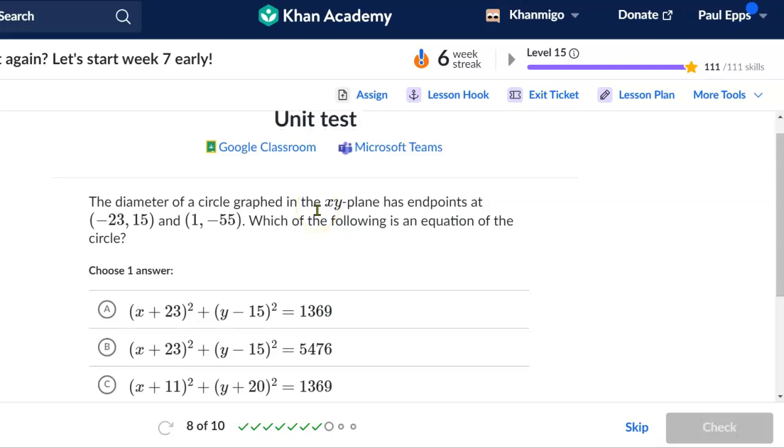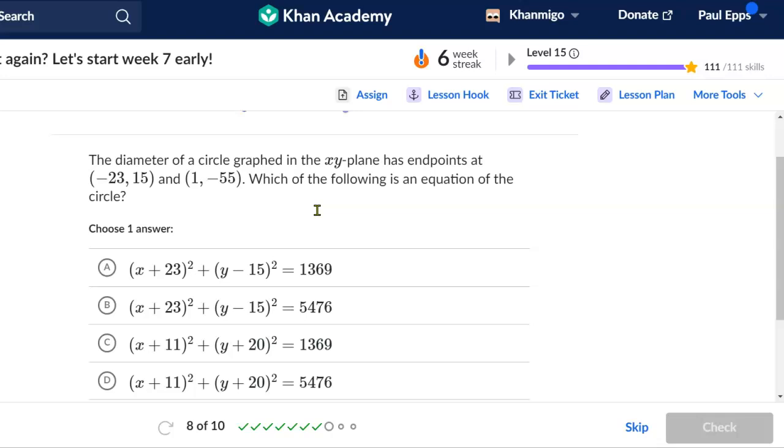All right, the diameter of a circle graphed in the xy plane has endpoints at -23, 15, and 1, -55. Which of the following is an equation of the circle? All right, so the equation of a circle in this kind of format is x minus h squared plus y minus k squared. h and k are the x and y coordinates of the center.